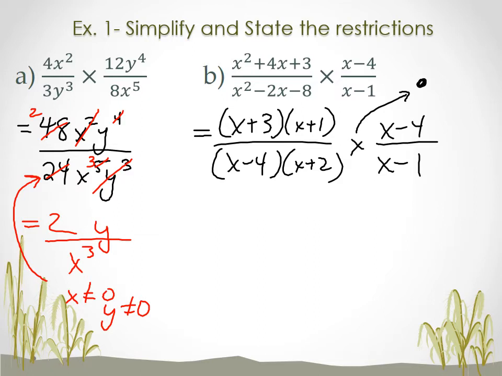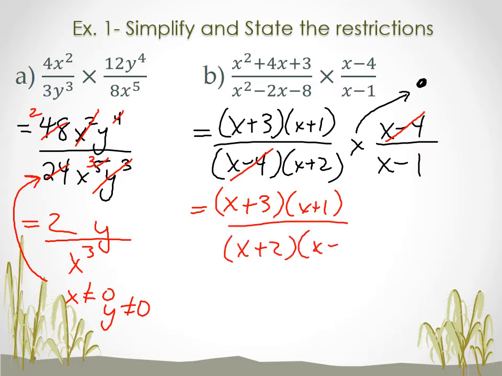Anything the same on top and bottom, we can cancel, and it can be within the same fraction or it can be with other fractions. So as long as it's a top with a bottom anywhere, you can cancel it out. So that x minus 4 matches up with that one in the other fraction. That's okay. Top and bottom still the same. Cancel it out. That leaves us with x plus 3, x plus 1, all over x plus 2, and x minus 1.